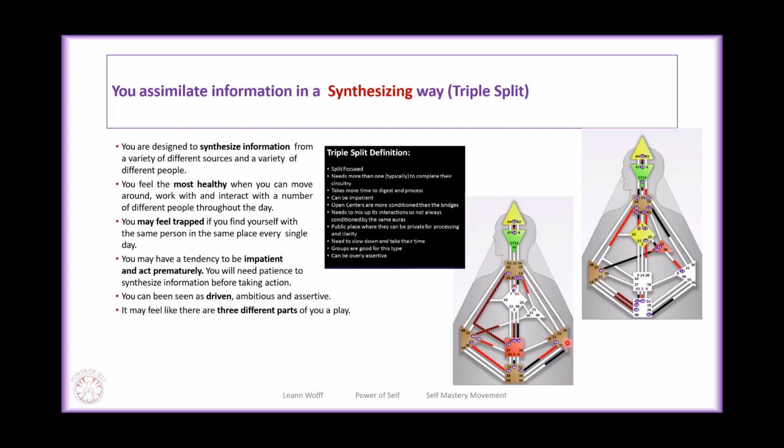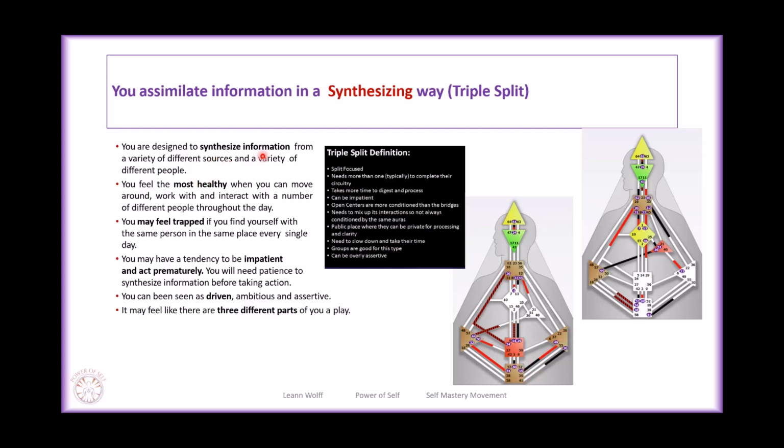Now, triple split. If you see here, we have solar plexus, root, spleen, defined. They are one island of energy. Sacral center, throat center, defined. They are one island of energy. Head center, ajna center, defined. One island of energy. So you have 3 islands of energy within this body graph.